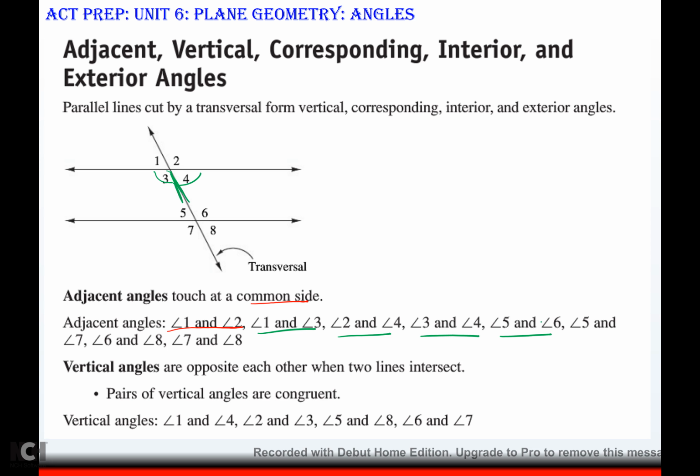5 and 6 are adjacent angles because they're right next to each other. And 5 and 7, and 6 and 8, and 7 and 8. Those are all your adjacent angles.